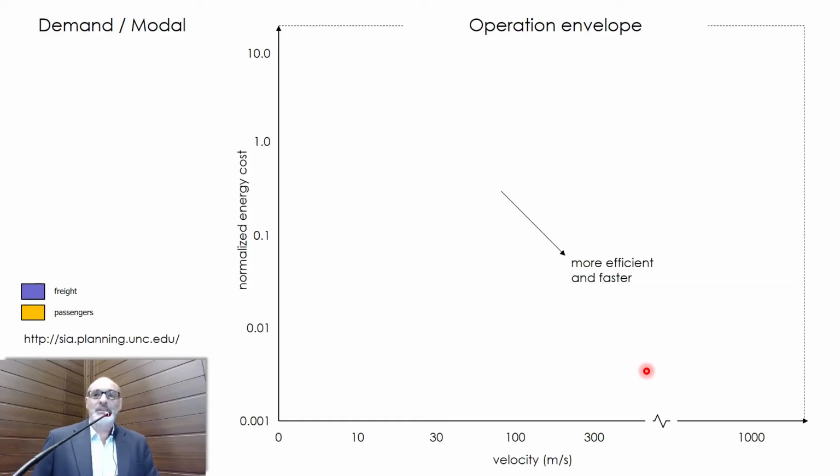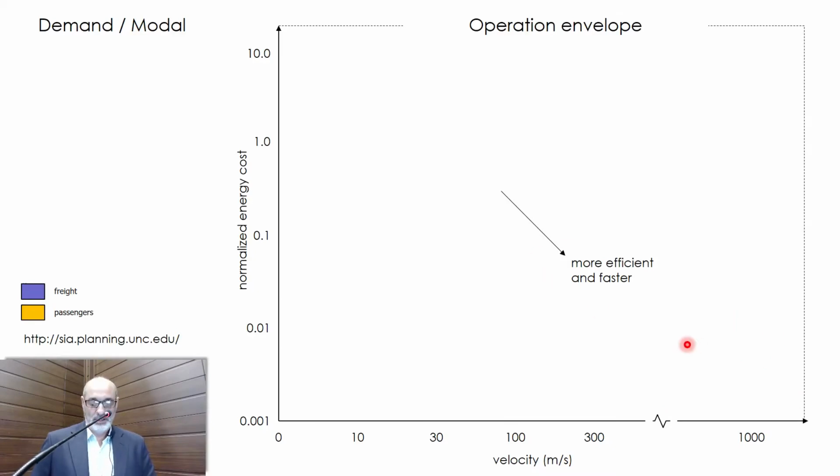Let me show you how this is working in a particular field, which is the transportation sector. Transportation, what's the purpose? What would I ask for Santa Claus? Well, I want to go as fast as possible and spend as little energy as possible. So if I make this operation envelope, plotting the speed and the energy consumption, the ideal region is here.